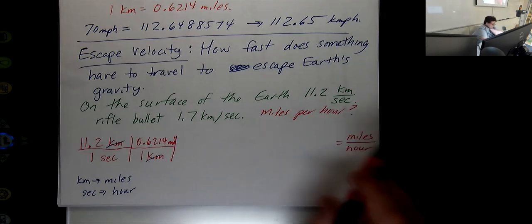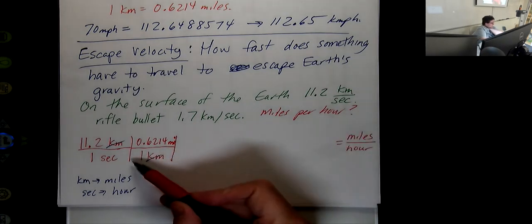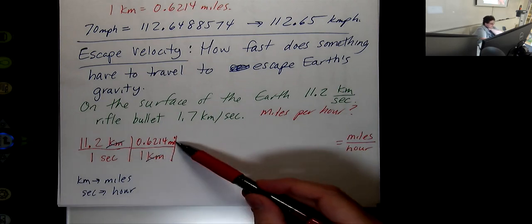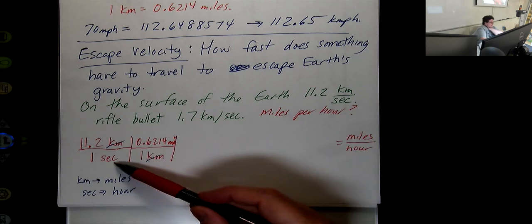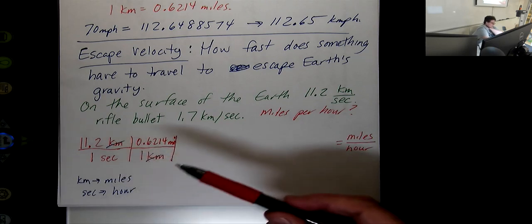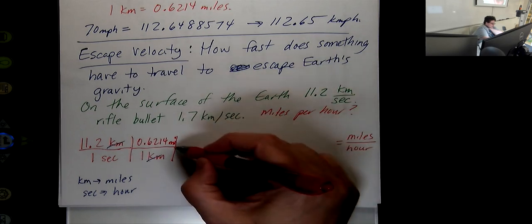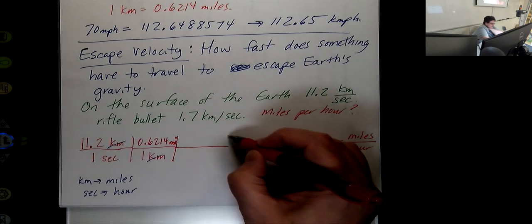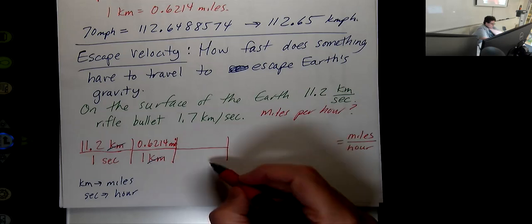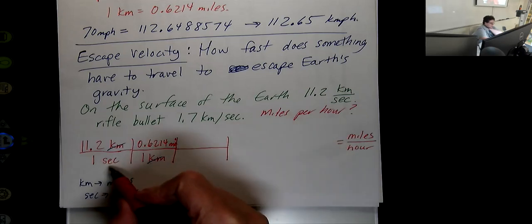All right, now I'm down to miles per second. Do you guys see that? We got miles left on top here. We got seconds left on bottom here. We don't want to look at miles per second. We want to do miles per hour. So I want to get rid of seconds. I don't want to put it on the bottom. I want to be able to cancel it out, and it's on bottom already.